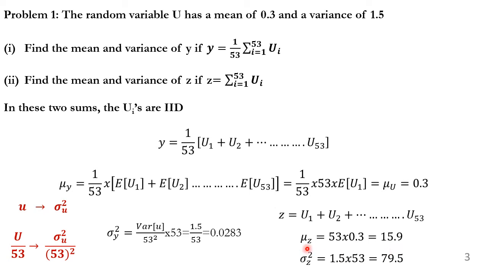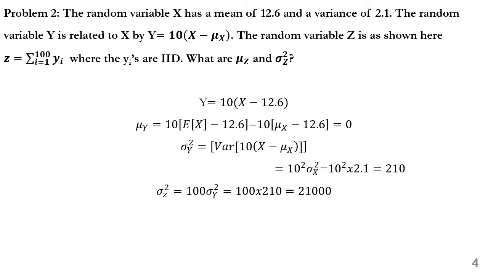Now z is given by u1 plus u2 up to u53. So mu z is equal to E of u1 plus E of u2 up to E of u53. So therefore 53 into 0.3 gives you 15.9, that is equal to mu z. Sigma z square is equal to variance of u multiplied by 53. That is 1.5 into 53, that is equal to 79.5.